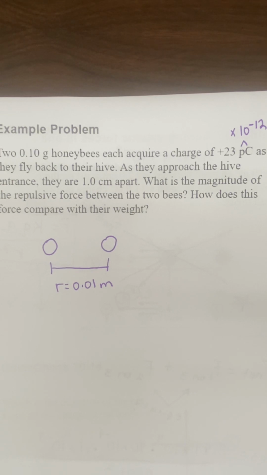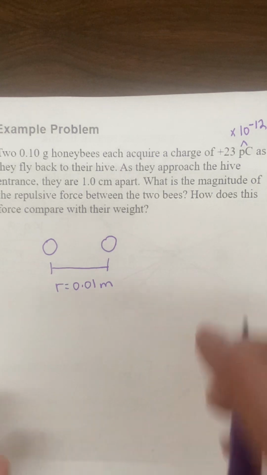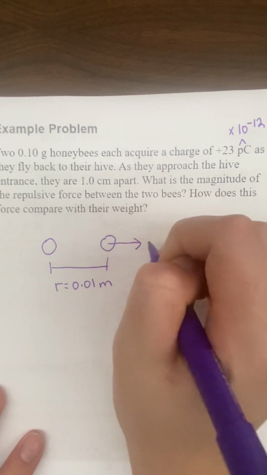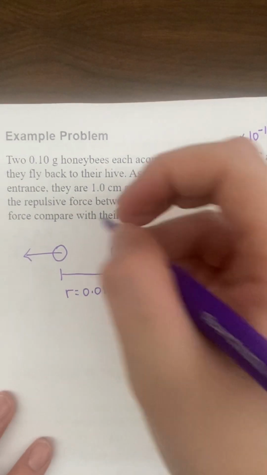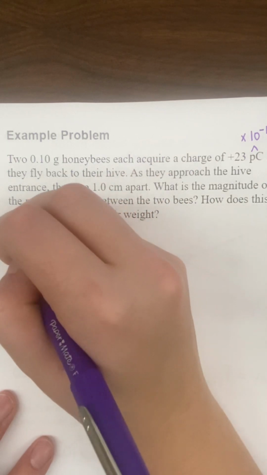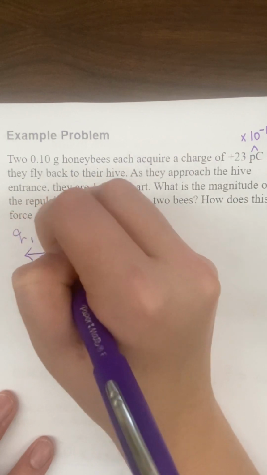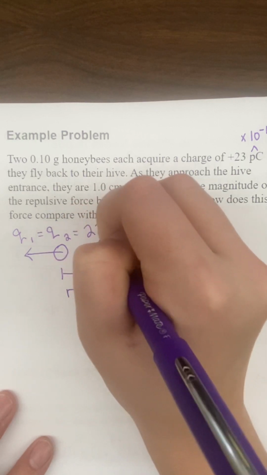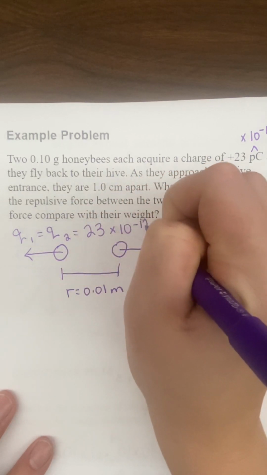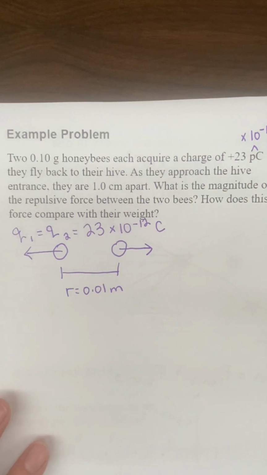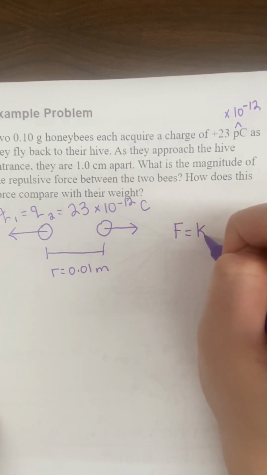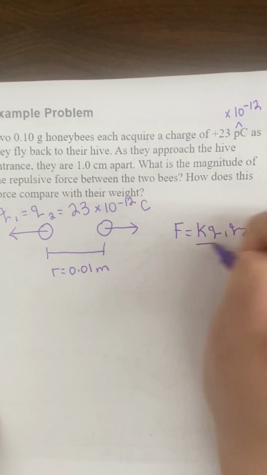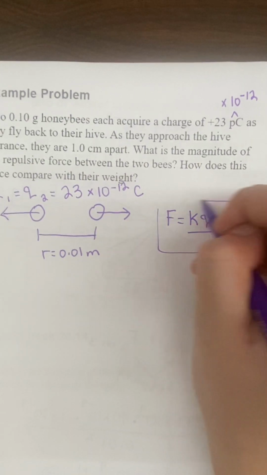We're not going to use that in our calculations. We know they're going to feel an equal and opposite repulsive force from one another that we want to find. And then we're given the charge of each bee, which is the same. It's 23 times 10 to the minus 12 coulombs. Okay, let's figure this out. So remember, we have F equals K Q1 Q2 over R squared. That's our Coulomb's law equation.